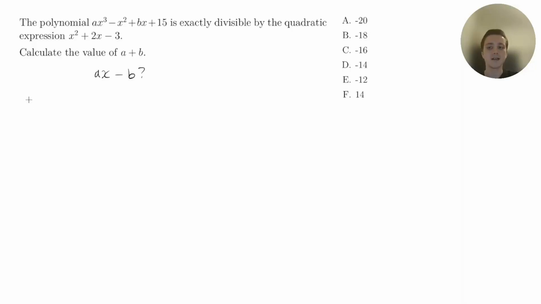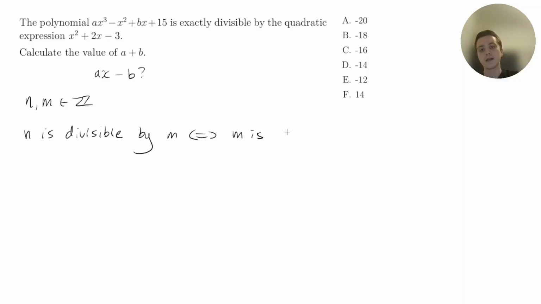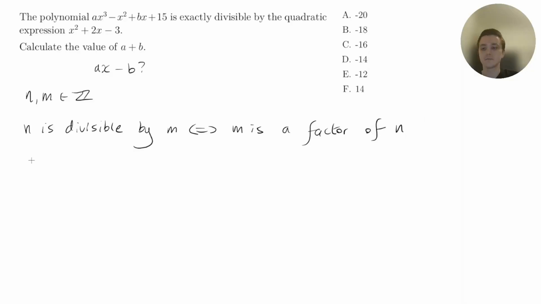Well, it's easier to understand if we think about a type of division that we're more comfortable with. So let's imagine that n and m are integers. In this case, we say n is divisible by m if and only if m is a factor of n. So, for example, if we take 15 and 3, we know that 15 is divisible by 3, and that, of course, is because 3 is a factor of 15.